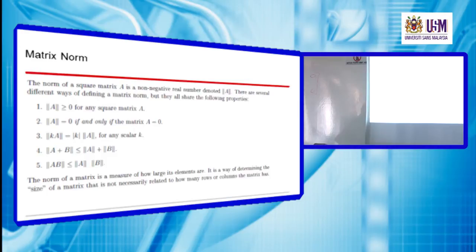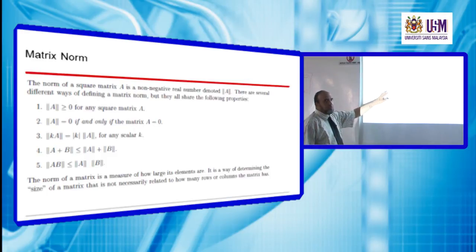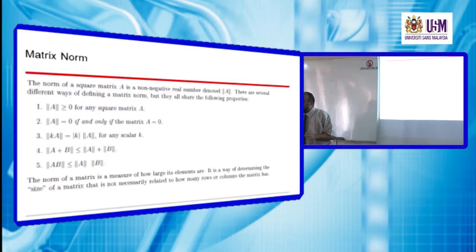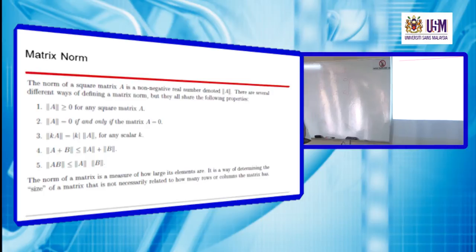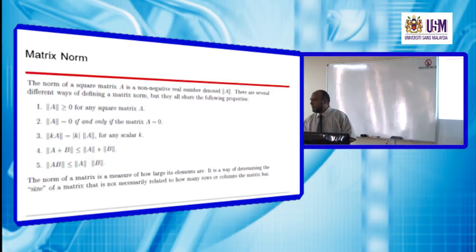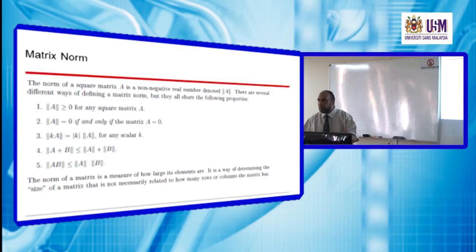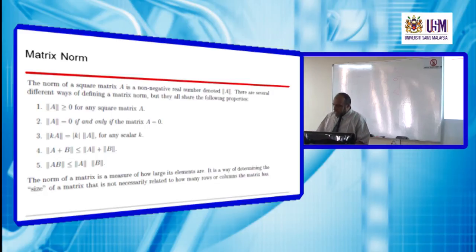The fourth one: the norm of the addition of two matrices, A and B, is less than or equal to the addition of the norm of each matrix, the norm of matrix A and the norm of matrix B. This is explained by an example here on the whiteboard.